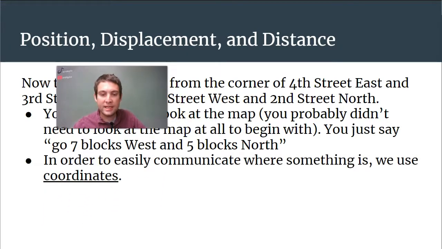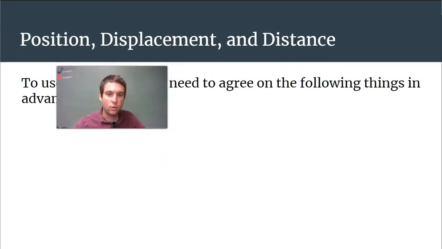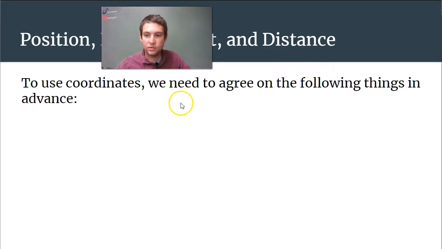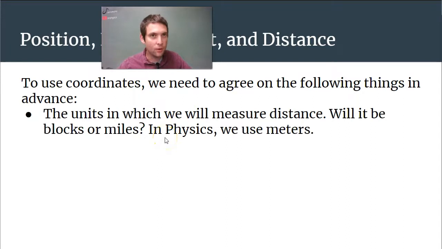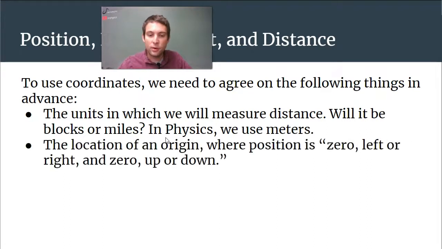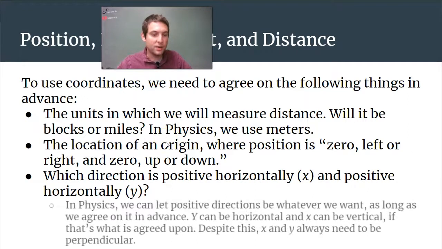In order to easily communicate where something is, we will use coordinates, like x coordinates and y coordinates. To use coordinates, we have to first agree on the following things in advance: the units that we're using to measure the distance. Are we talking blocks, miles, meters? In physics, we're going to use meters. The location of an origin. Where is position 0? What is left? What is right? What is up? What is down? Which direction is positive on the x and which is positive on the y?